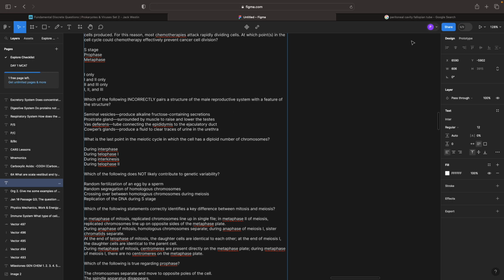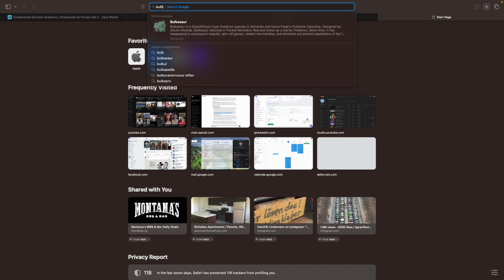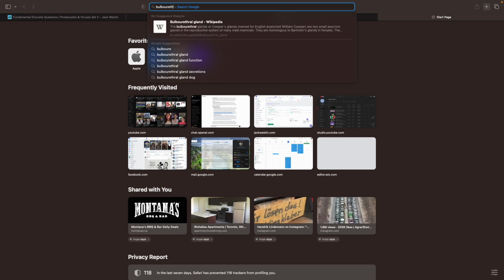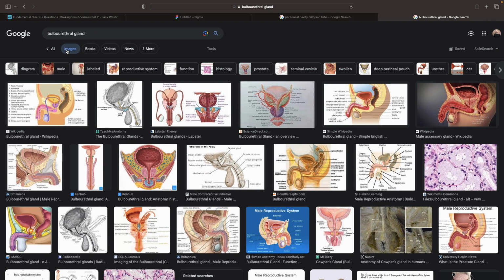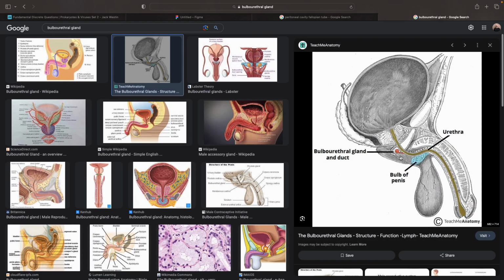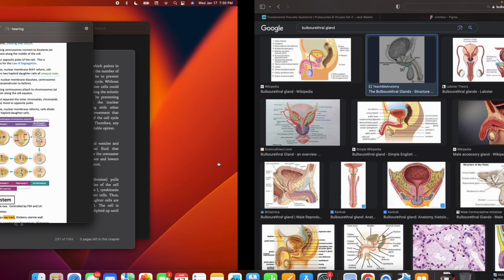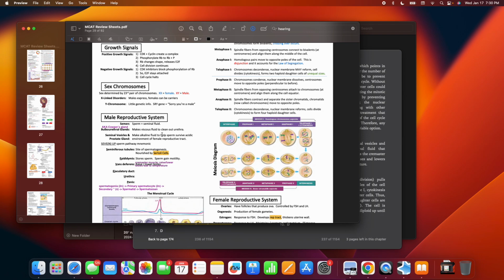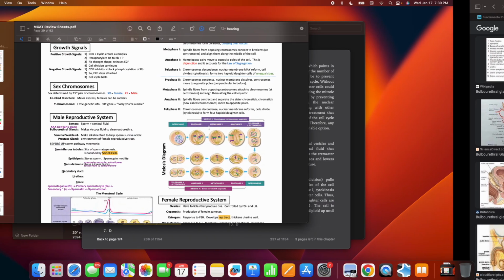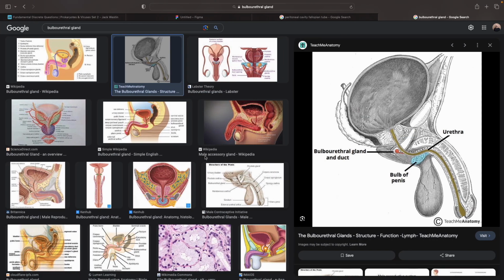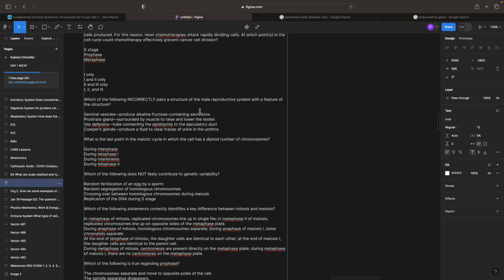Is there a picture of the bulbourethral gland? Here it is. Bulb of penis, urethra, bulbourethral gland, and this is our bladder. So the Cooper's gland makes a viscous fluid to clean out the urethra, just as we thought. It produces a fluid to clear traces of urine.